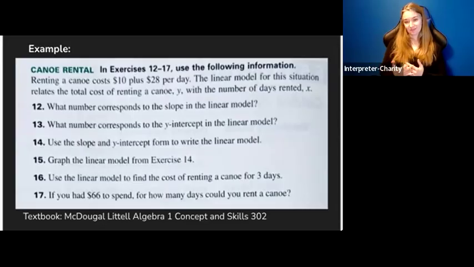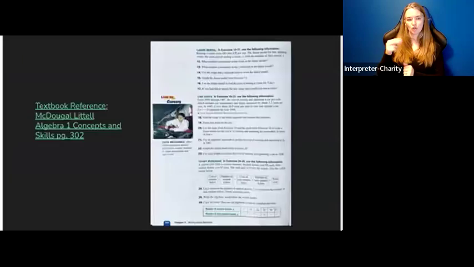I would do this with partners. They could do it individually and do a class share, but that they are able to apply all pieces of the linear function and explain it to someone else is our last level with Sharma. Again, that reference is listed there from the McDougal Littell pre-algebra book.